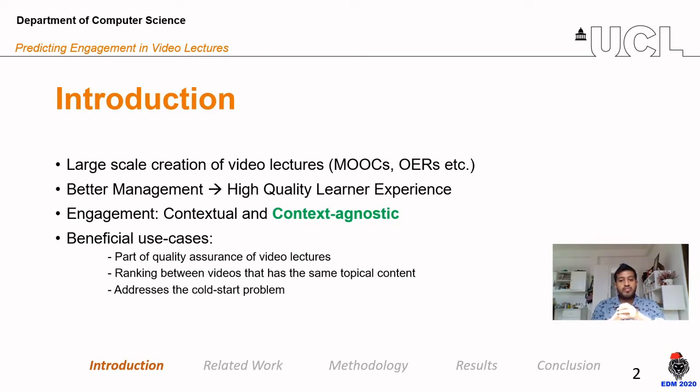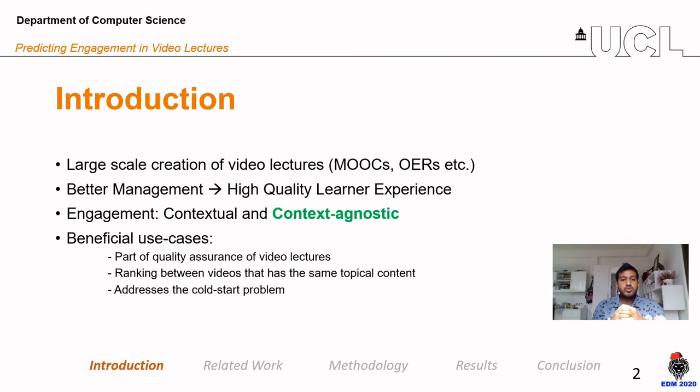Due to the popularity of massive open online courses, open educational resources, and video platforms such as YouTube, the creation of educational resources in recent years has rapidly increased. In order to provide a good learner experience using video lectures, engaging educational materials have to be identified and presented to the learners while preserving the other aspects of a high-quality educational material. What this means is that identifying the engageability, or the engagement potential, of video lectures also contributes to quality assurance of video lectures.